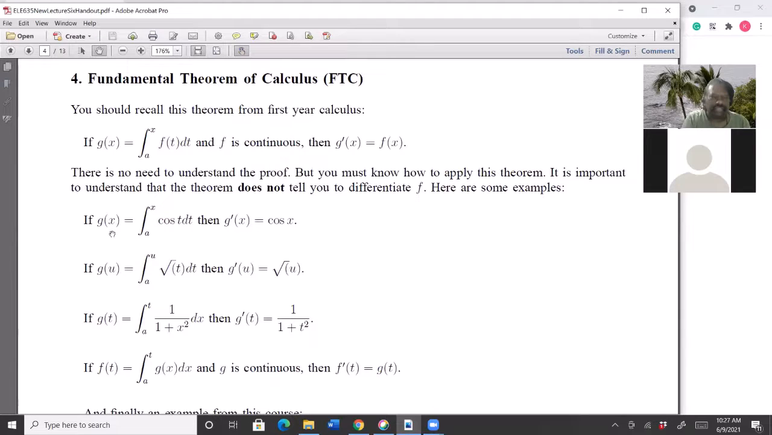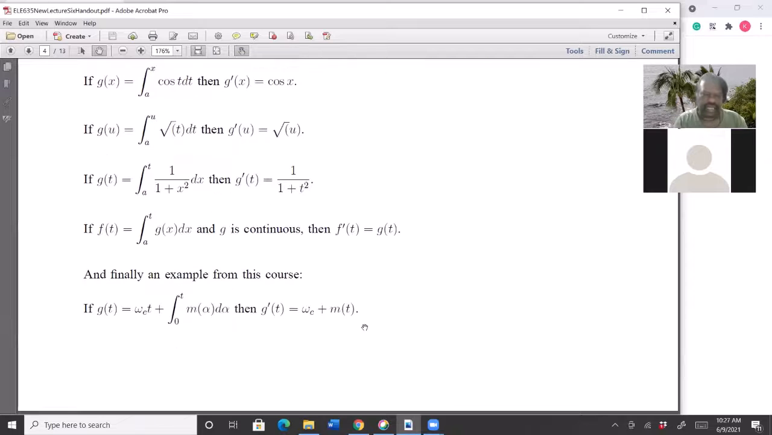So you have the first example here. If g of x is defined like this, g prime of x is cos x, you just plug this in. If g of u is the integral from a to u of this, you just put u here. If g of t is this and you have x here, you replace the x with t. So go through these examples and make sure you understand this. This is very important. And then we have an application from this course. Suppose g of t is omega_c t plus the integral from 0 to t of m of alpha d alpha.